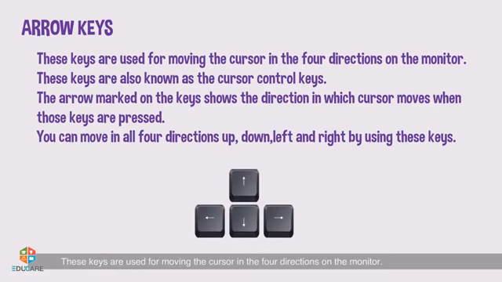Arrow keys. These keys are used for moving the cursor in the 4 directions on the monitor. These keys are also known as the cursor control keys. The arrows marked on the keys show the direction in which the cursor moves when those keys are pressed. You can move in all 4 directions, up, down, left and right, by using these keys.